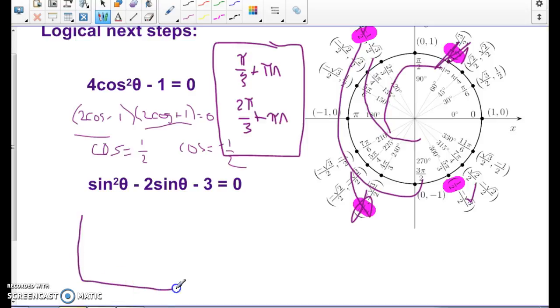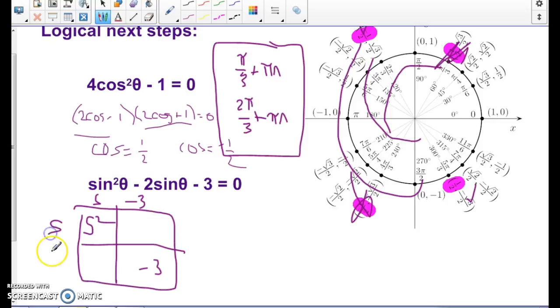This definitely screams factoring to me. It is a trinomial, so I get a sine squared down low and a minus 3, which tells me I'm going to have a sine minus 3 and a sine plus 1. And now I'm going to go and write that out. When I set each equal to 0, I get sine is negative 1.